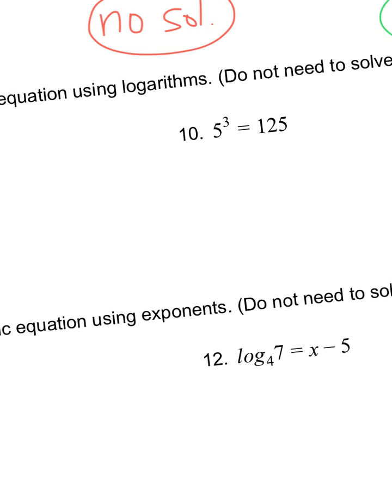So this one then would be log base 5 of 125 is 3. Oops, that's a 3, I promise. All right.